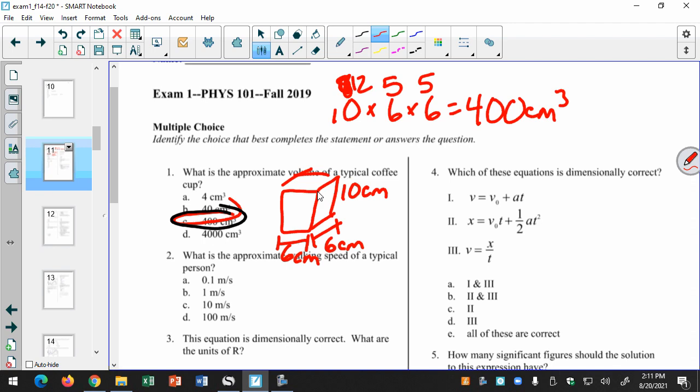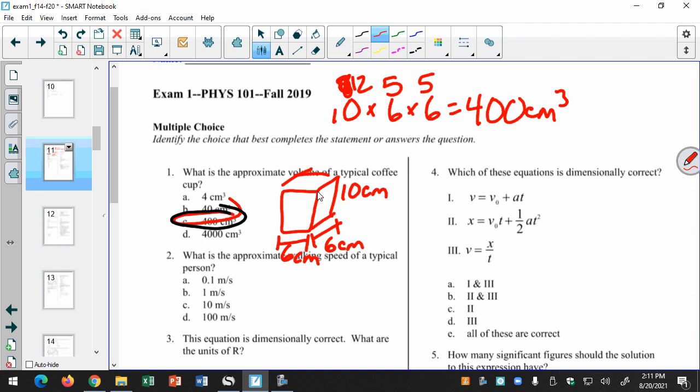Let's look at number 2. What is the approximate walking speed of a typical person? First of all, how many steps does a person take in a second? 1 or 2, right? Let's just say 1. And then how far do you walk with a step? What is a typical step for a person? A foot? Really? Yeah, the normal walking speed is about a meter every second.